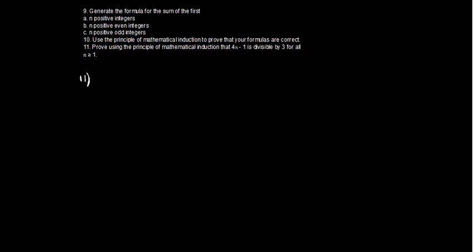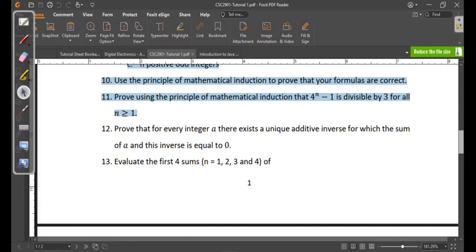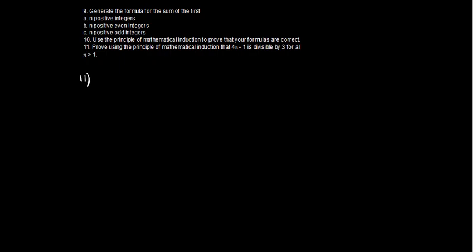Let me just counter check whether this is actually... so it's 4 to the power n. Yeah, so it's 4 to the power n, not 4n. That would have wasted a few minutes solving a question that's wrong. But it's 4 to the power n. Prove that 4 to the power n minus 1 is divisible by 3 for all n which are greater than or equal to 1.